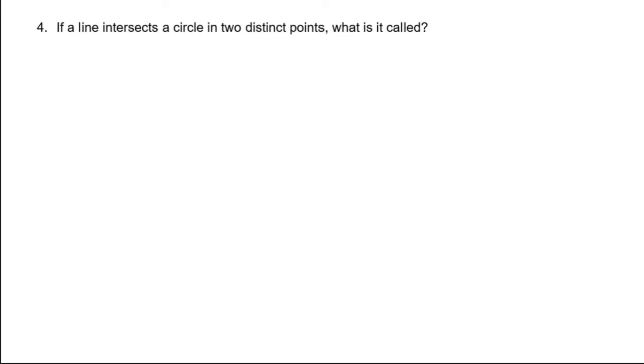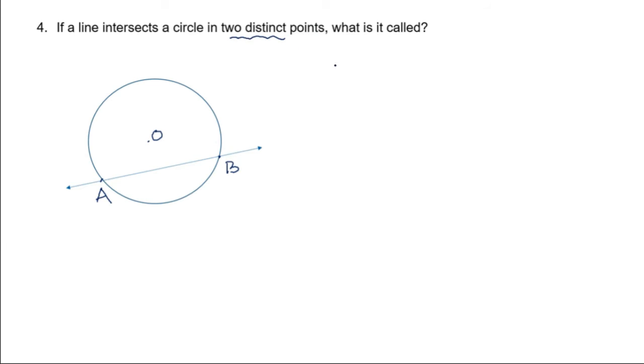Next question is, if a line intersects a circle in two distinct points, what is it called? Whenever a line cuts the circle at two distinct points, suppose if I consider a circle with the center O and the point of intersection of line and circle, I'll call it as AB. Whenever a line passes through the circle at two distinct points, we say that it is secant.